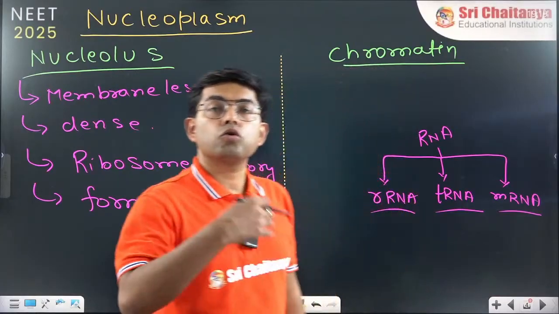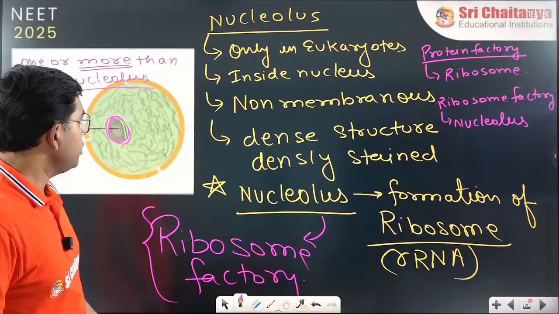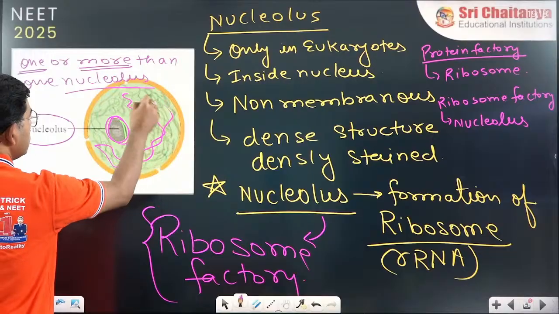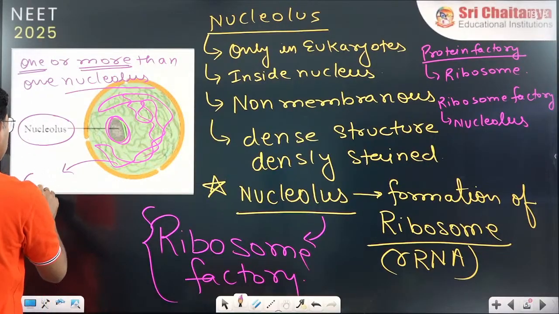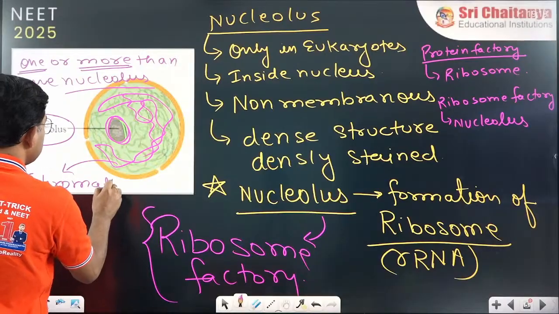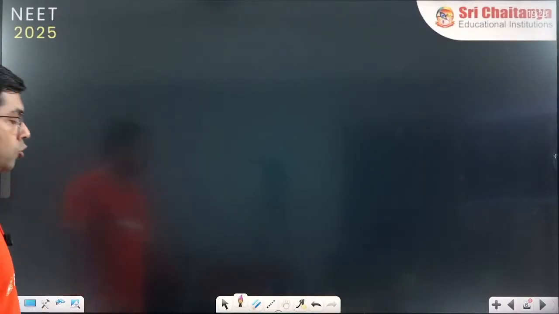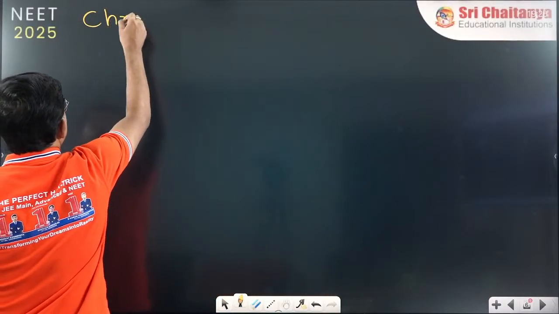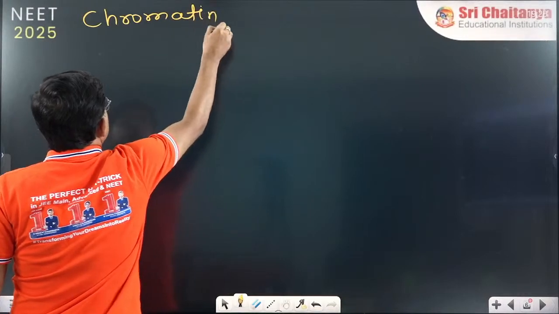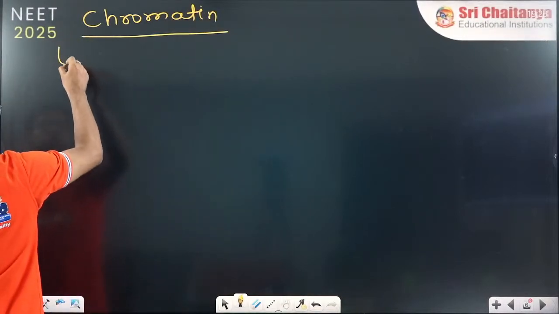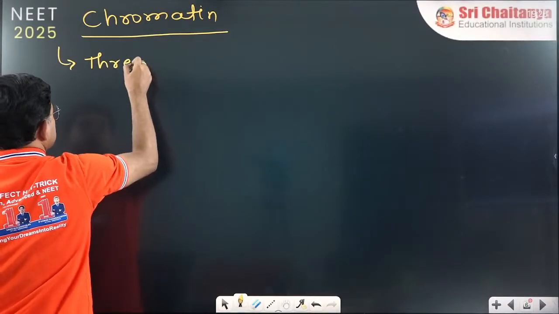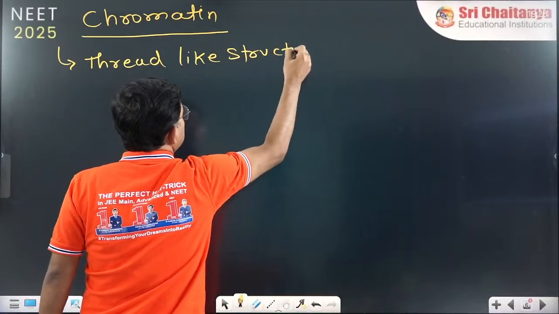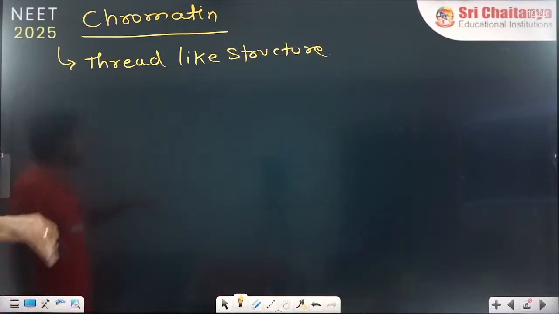So let's see how chromatin is present inside. See here, you can see clearly a thread-like structure present around. This thread-like structure will be called chromatin, right? So let's see what a chromatin is. Let's give the heading Chromatin. First, they are thread-like structures. Very good. They are thread-like structures, but what is their character?